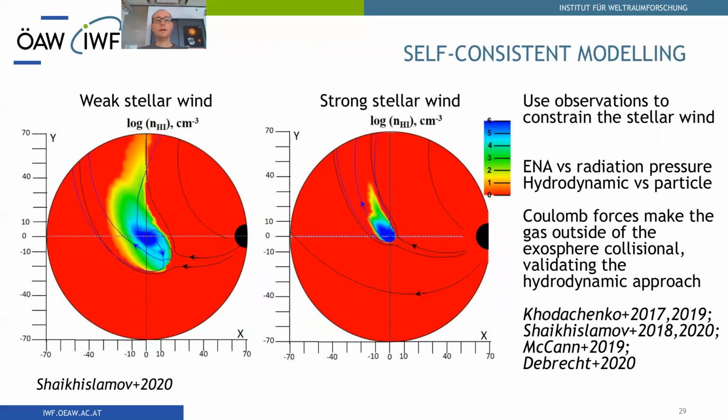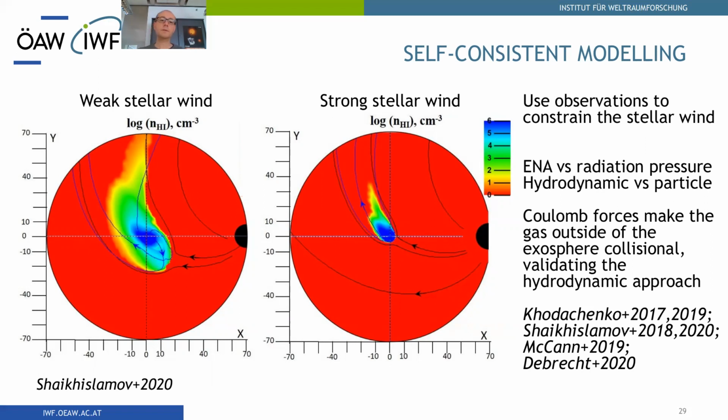There are also complicated models in two and three dimensions that have been developed to study and interpret Lyman alpha transit observations, but not only Lyman alpha, also at other wavelengths and for other lines. And they self-consistently calculate the escape of the planetary atmosphere, so the conditions of the planetary atmosphere and its escape, and also self-consistently compute the interaction between the expanding planetary wind and the stellar wind.